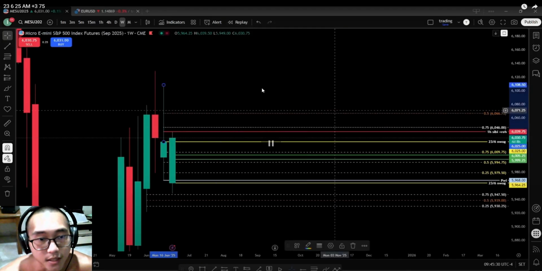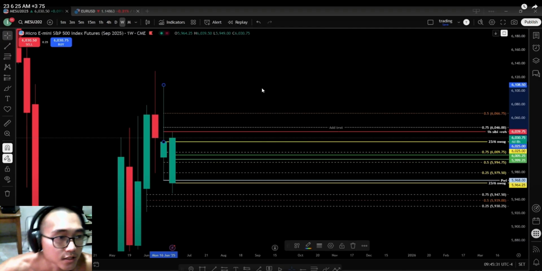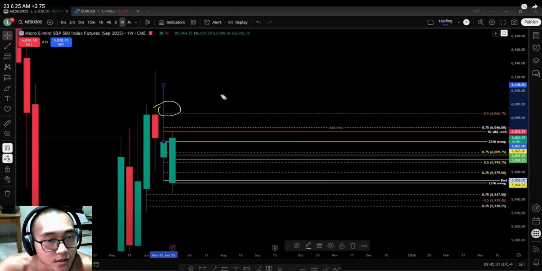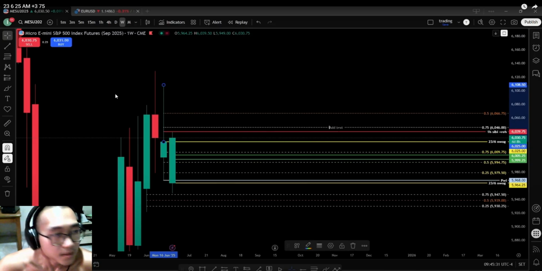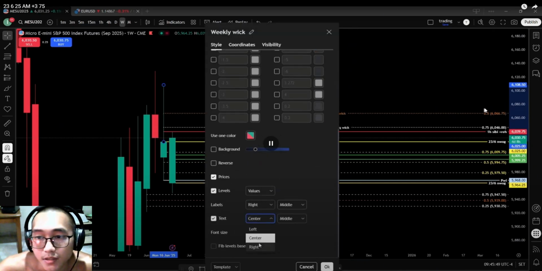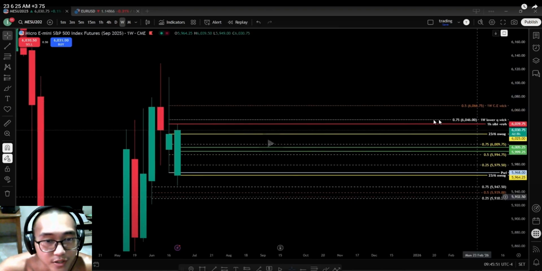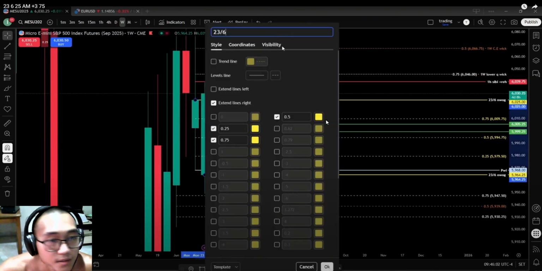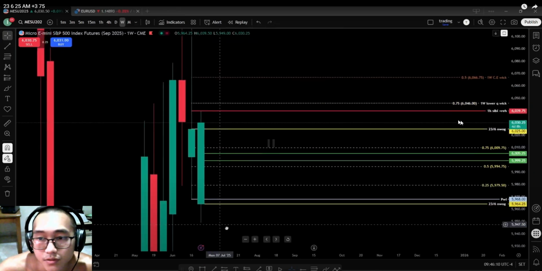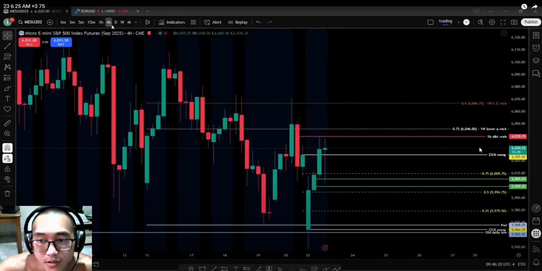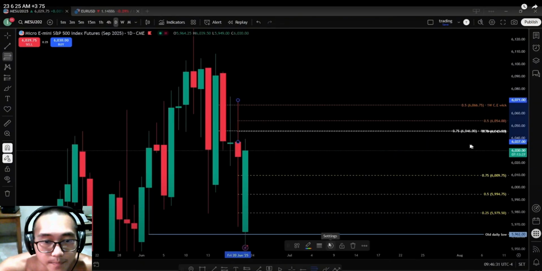So for the weekly chart, what I measured is this CE wick right here. Okay, I measured the CE wick right here. So yeah, basically, you guys might want to note down this 6466.75 level. So this is the new week opening gap.